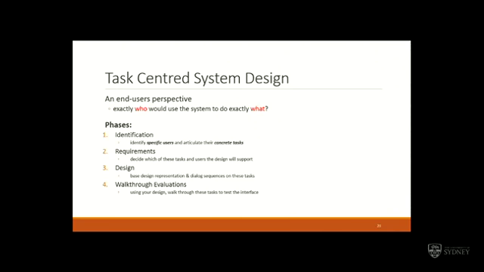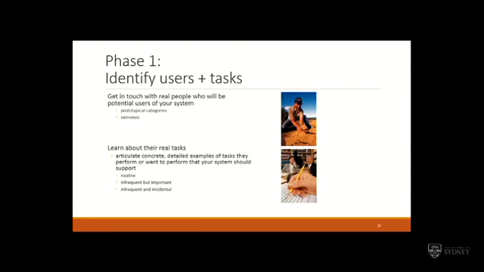Once you know who the potential users for your system are, you can then continue on and work out a specific set of requirements for your system. So work out what tasks you'll be supporting, come up with an initial design, and then do some evaluations and continue on in an iterative fashion. I'll go through each of those phases individually.